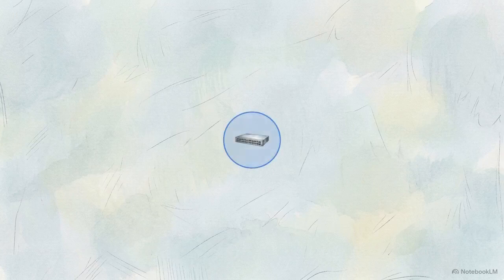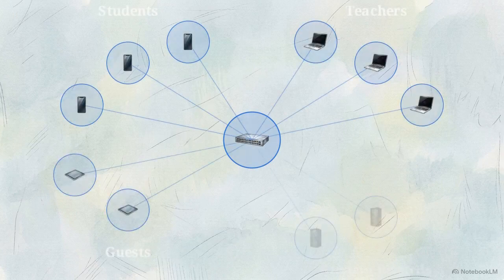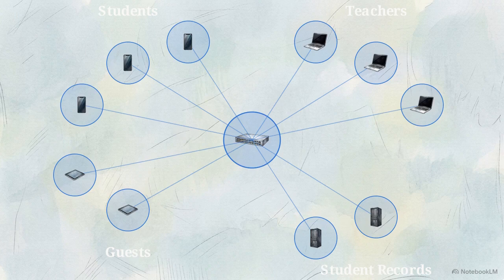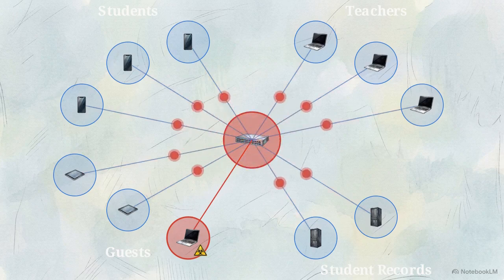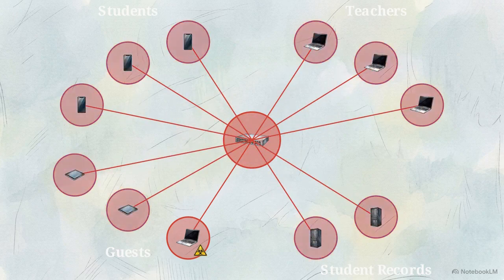Look at the network at Oak Ridge High. You have student devices on the Wi-Fi, teacher laptops, and guest hardware all connected to the same central switch as the servers hosting sensitive student records. Now watch what happens when a visiting parent connects a laptop to the guest network that is unknowingly infected with malware. Because the network is flat, the infection moves effortlessly from the guest laptop to the teacher PCs and directly into the grading servers. This is a lateral movement.